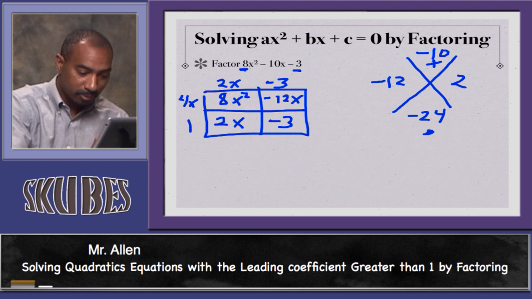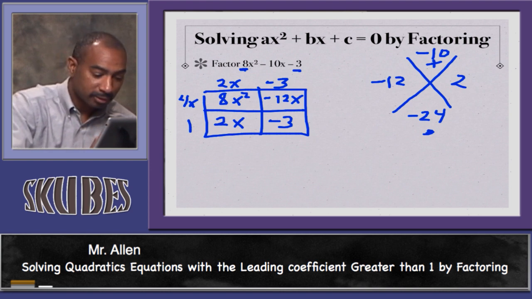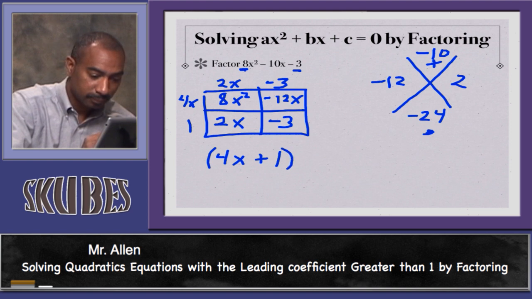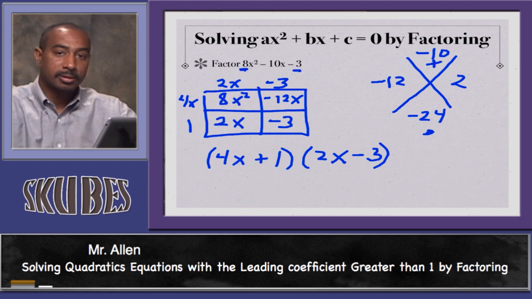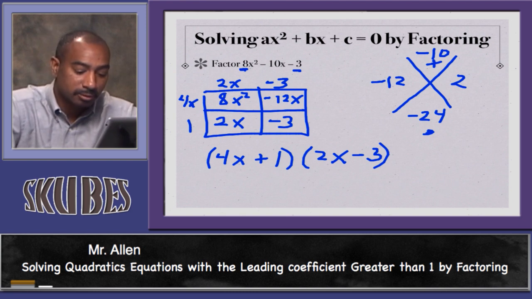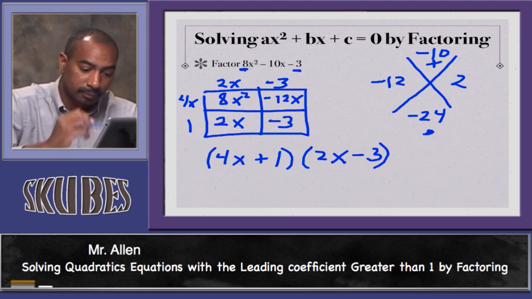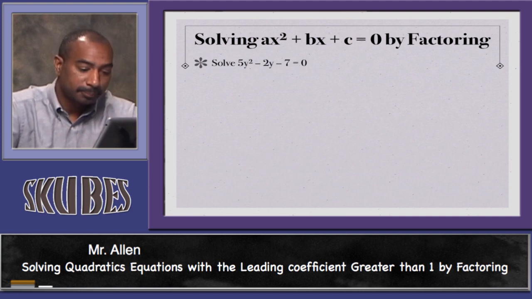And then just check it. Make sure that 1 times negative 3 does indeed give you this area inside that rectangle. 1 times 2x should be 2x. And once you have that, that's it. You have the two factors. This is 4x plus 1 and 2x minus 3. We're going to use this to solve quadratic equations. For example, solve 5y squared minus 2y minus 7 equals 0.